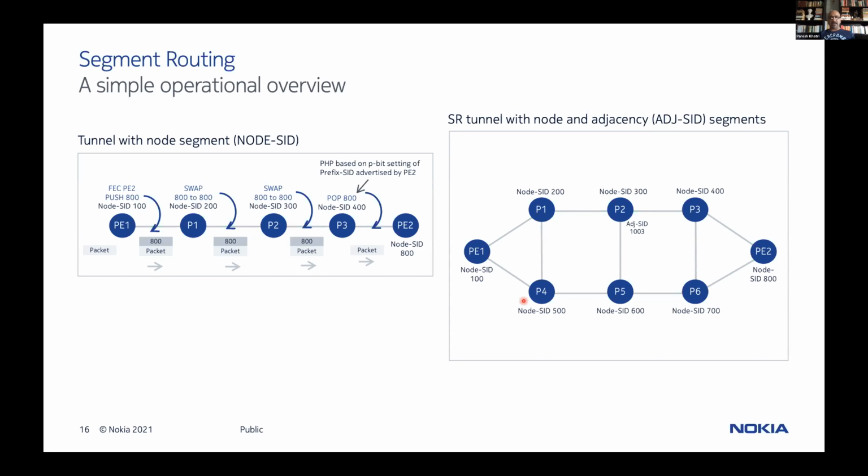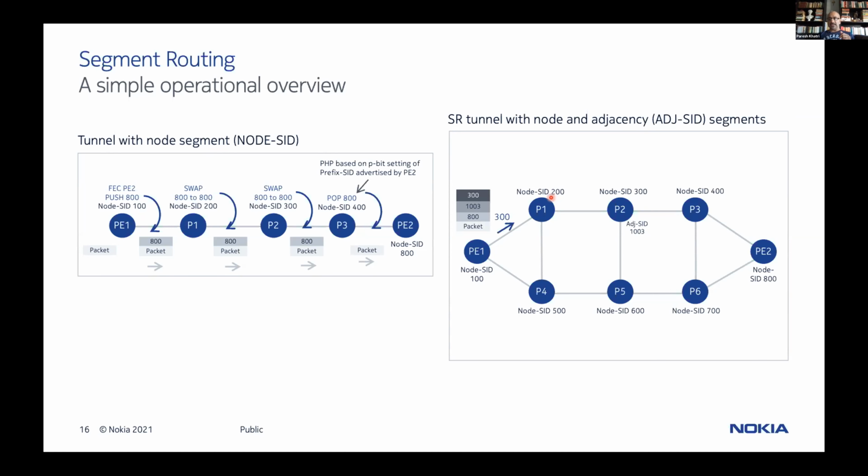The next example that I want to cover is where we're using both nodes and links as segments. So remember I said two types of segments. You've got your nodes and you've got your links. Now we call the segment identifiers for the nodes node SIDs, and we call the segment identifiers for the link the adjacency SIDs. Now the adjacency SID is actually no different. It's still an MPLS label, but it gives you a little bit more control over how packets are forwarded.